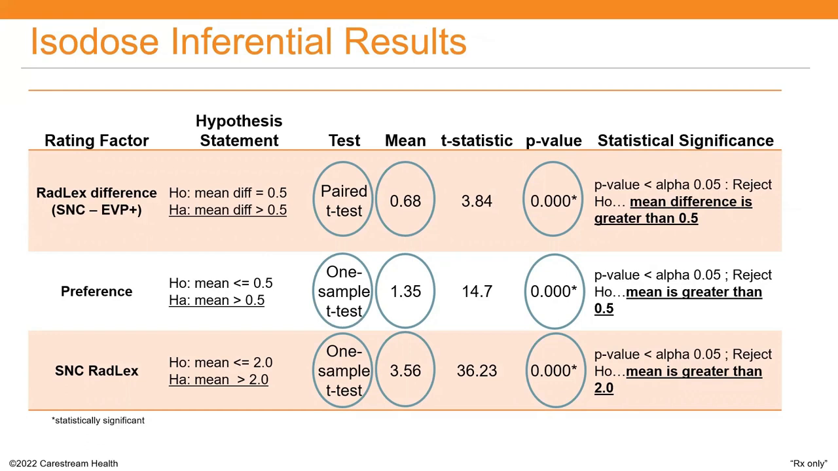EVP Plus processing alone. The one sample t-test was used to determine if the mean preference ratings were in favor of SNC processing at a level that matters, that is greater than 0.5. This test demonstrates that the mean preference rating is greater than 0.5, and we conclude at the 95% confidence level that the SNC processing is substantially more preferred over the EVP Plus processing alone.